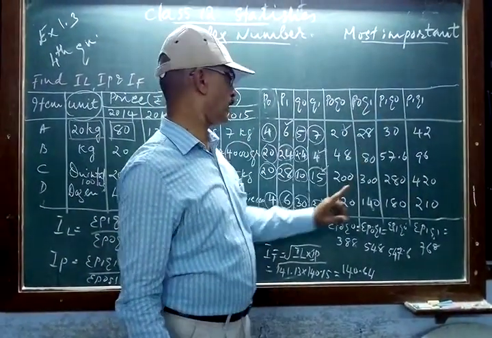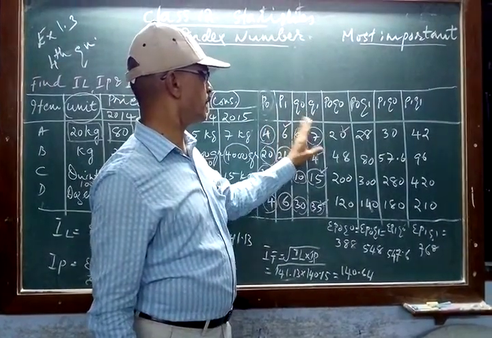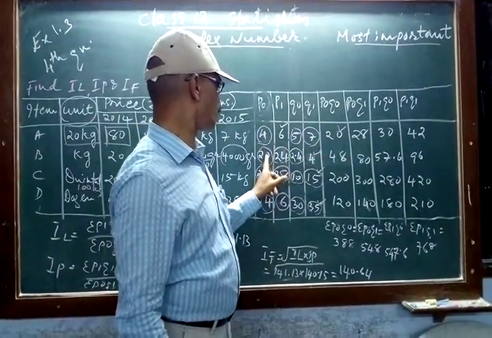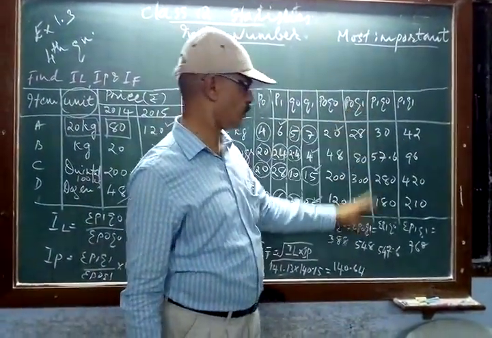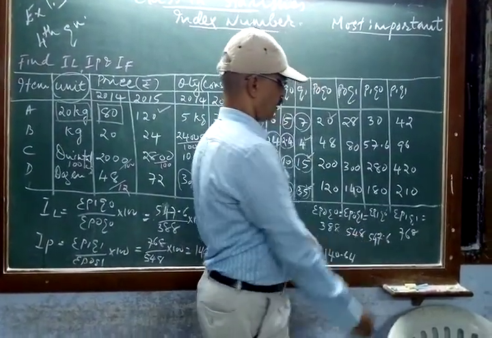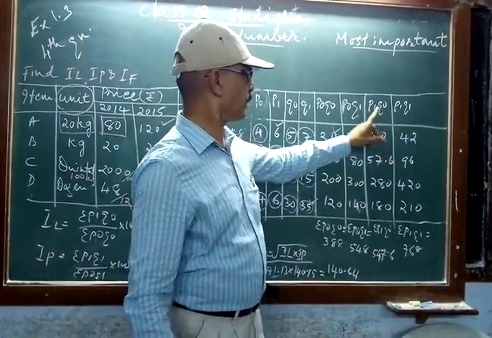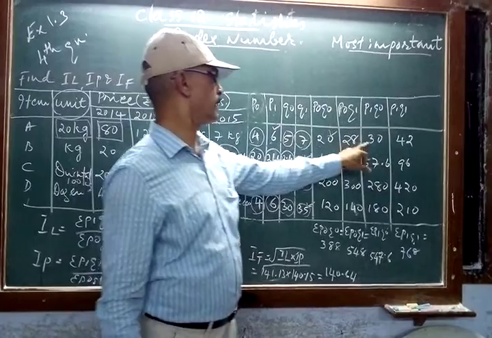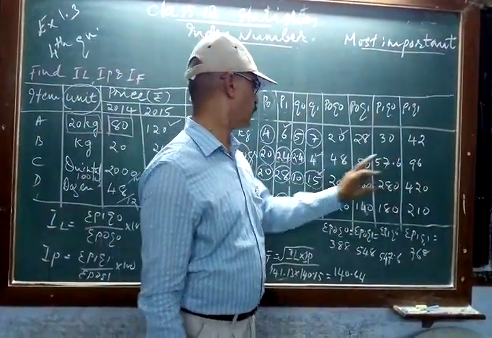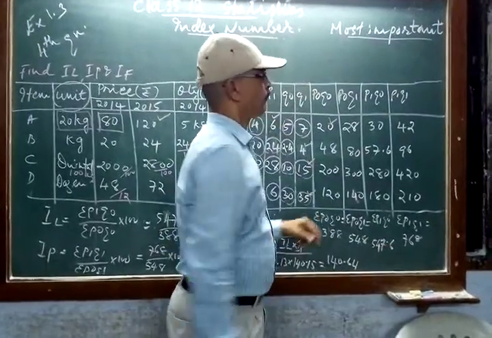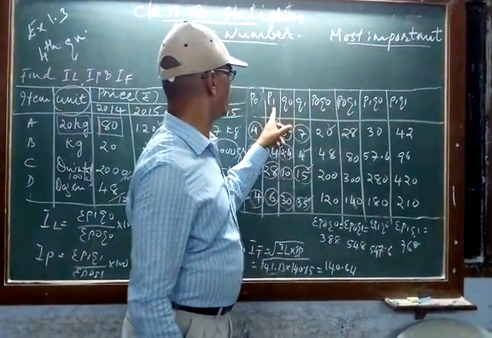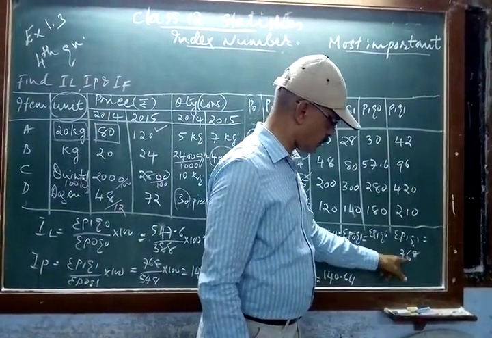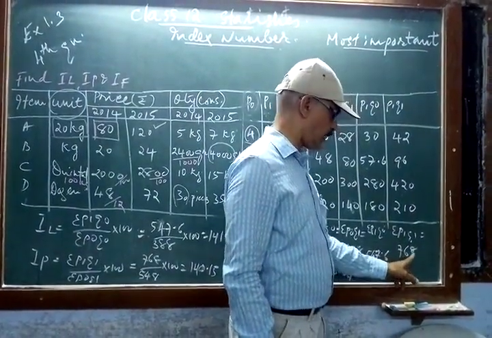Similarly, P0Q1 is calculated. Just multiply these two values and you will get P0Q1: 4 into 7, 20 into 4, like that, and the summation is 548. Then P1Q0 is P1 multiplied by Q0: 6 into 5, 30, 24 into 2.4, 57.6. Like that you have to multiply and get the values. Then comes P1Q1, the product of P1 and Q1, and the total is 768.